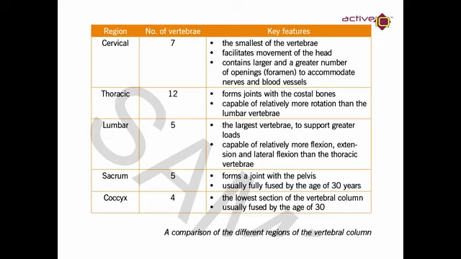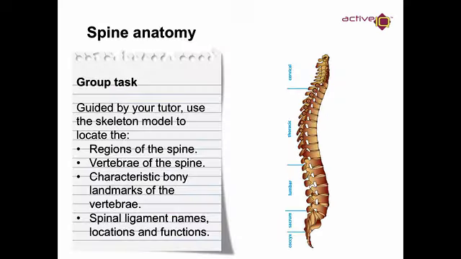Then we have the coccyx below, which also has 4 vertebrae. It's the lowest section in the vertebral column, and again, that's normally fused by the age of 30. So if we look again at the sacrum and the coccyx, which are down here, they're the bits which are going to be fusing in with the pelvis to form the joint there.